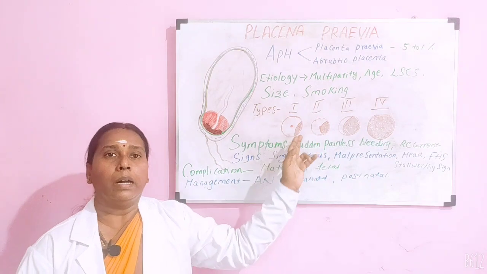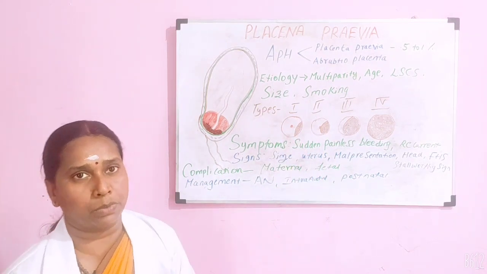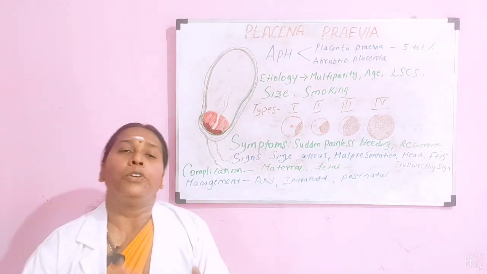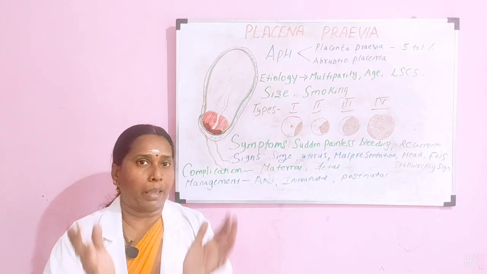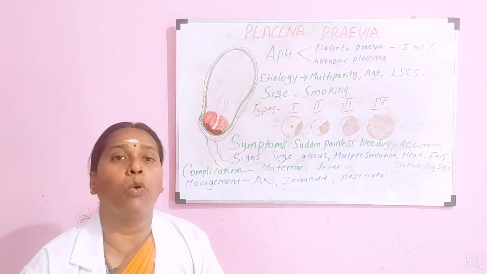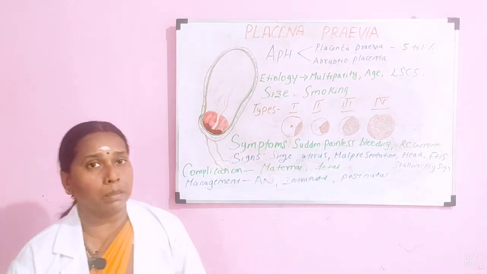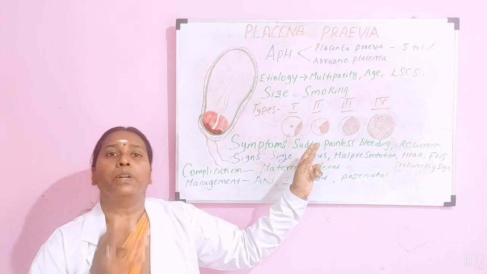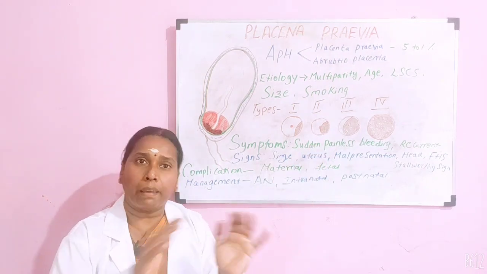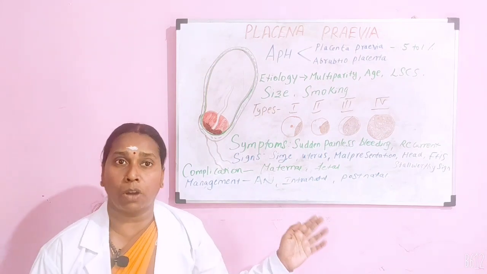In type 1 placenta previa, only a mild area of the internal os is covered by the placenta. During dilatation of the cervix, this is completely removed and the os opens easily, so there is no complication. Again, in type 2, a similar thing happens where the placenta is nearly at the os, but during dilatation the os is completely opened and there is no problem during normal labor.